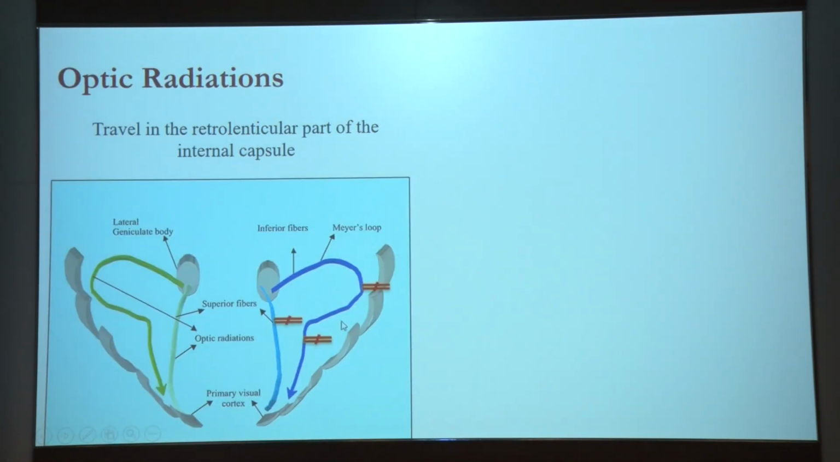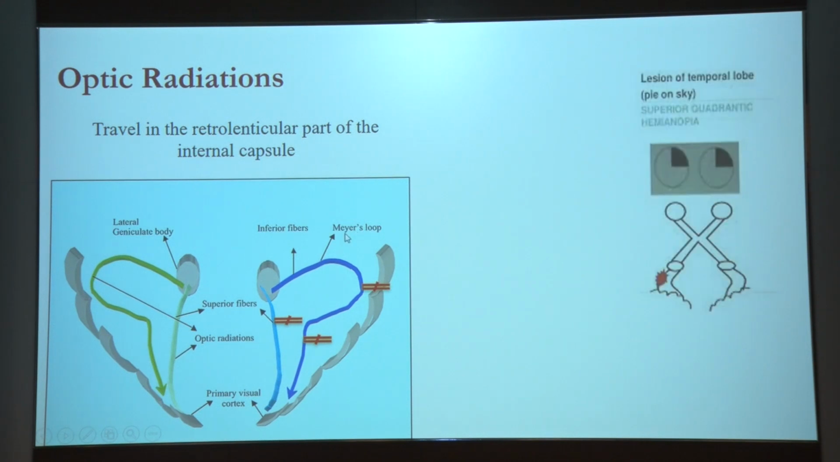Then optic radiations, the third order neurons arising from LGB, move into the optic radiations. Now here there's a differentiation. The superior fibers and inferior fibers are separated. So your inferior fibers coming from the inferior retina represent the superior visual field. They pass into the temporal lobe and form the Meyer's loop. So if this is affected, you get a pie in the sky. So temporal lobe, pie in the sky.